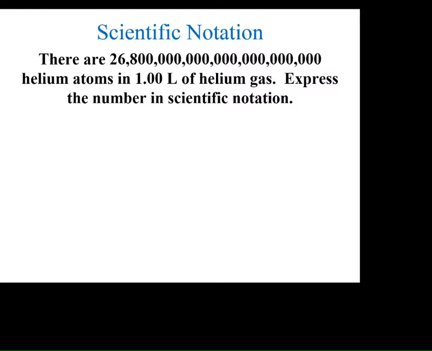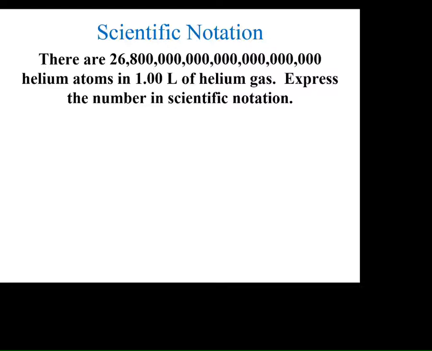Here's an example of a large number you might use in science. This is the number of atoms in a single liter of helium. Not much helium, but there are bazillions of atoms because atoms are so freakishly small. Trying to write this number over and over would be a real pain, keeping track of all those zeros. So it's much easier to use scientific notation.